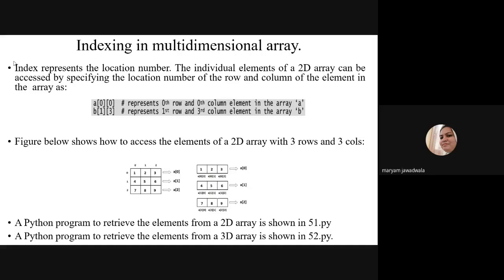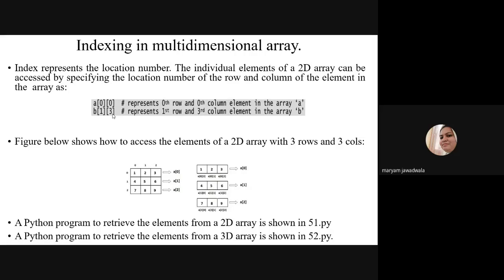So what is an index? An index represents a location number. The individual element of a 2D array can be accessed by specifying the location number of the row and column of the element. Suppose I write A00, it represents the zeroth row and zeroth column. And suppose I write B13, it means for array B, first row and third column.